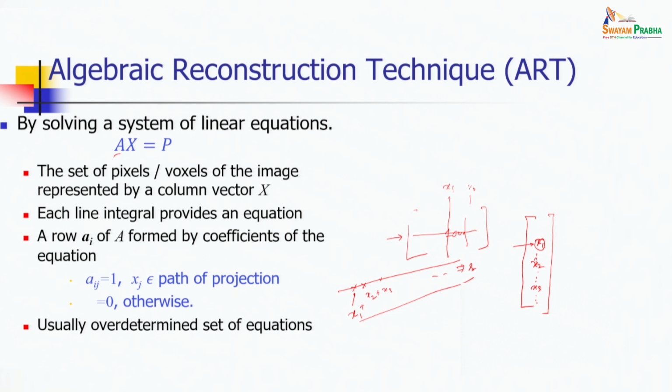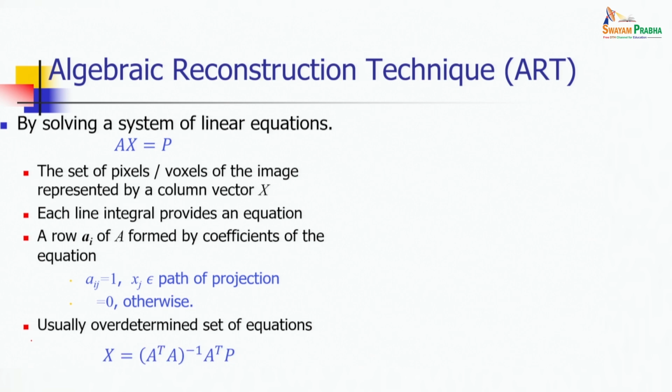Usually, as you understand, it is an overdetermined set of equations, because if there are, say, n pixels, you can get more line integrals than that. This means you can apply the least squares method to solve this problem. It is a familiar form, as you can see: from this you get the estimate x = (A transpose A) inverse A transpose P.